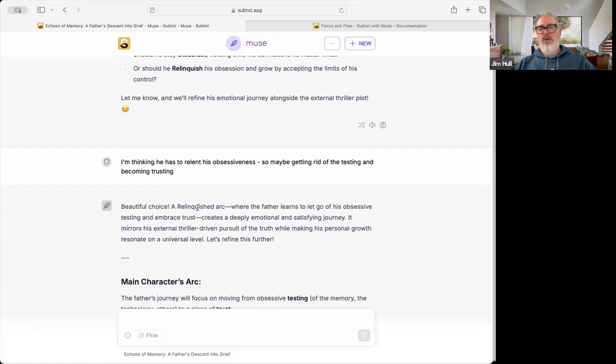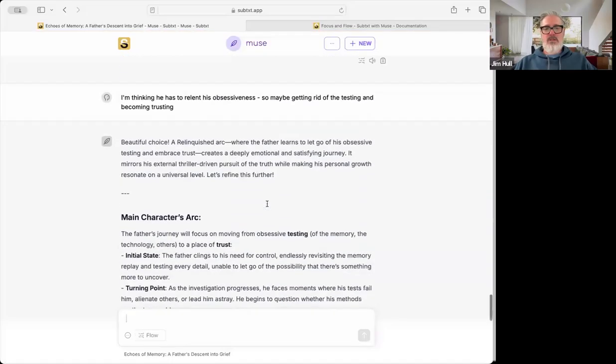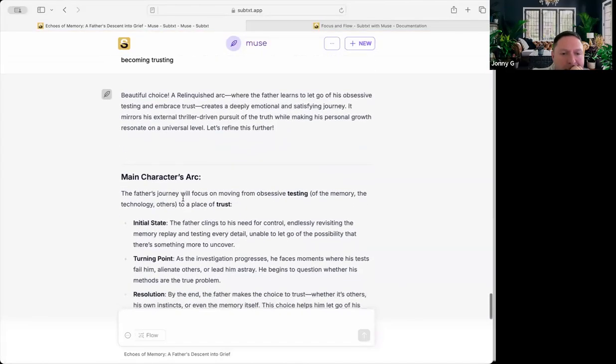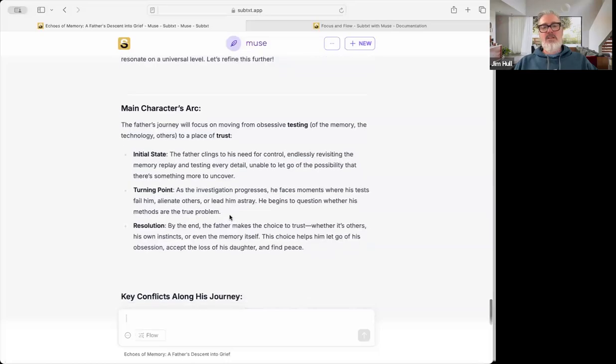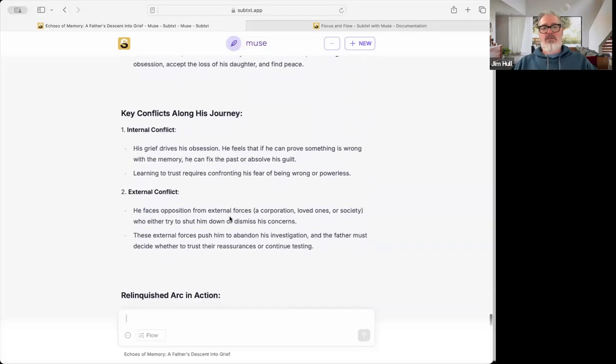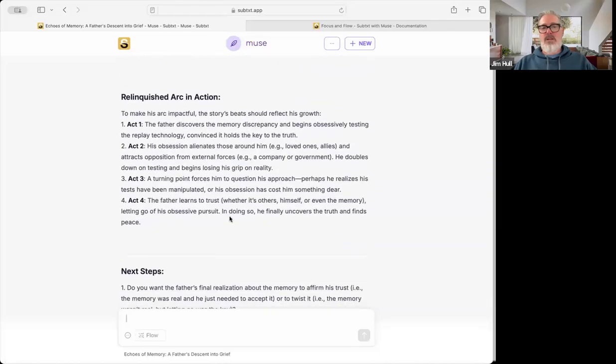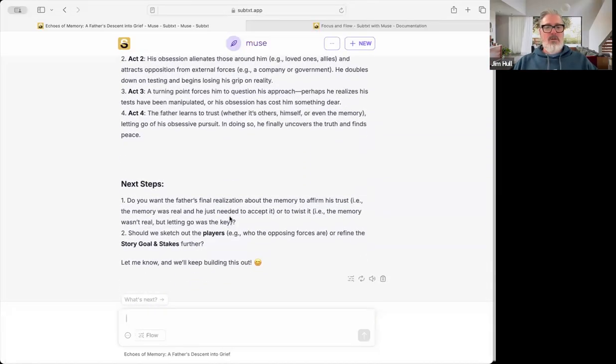Okay. So again, there is the change method that is part of the framework that has been altered to relinquish. So you're relinquishing the old way of doing things. It's very specific. All right, so the father's journey will focus on moving from obsessive testing to trust. And this is where it's more storytelling, right? It's going to go through and give you a couple different ideas. It'll be different every time that you go through it.